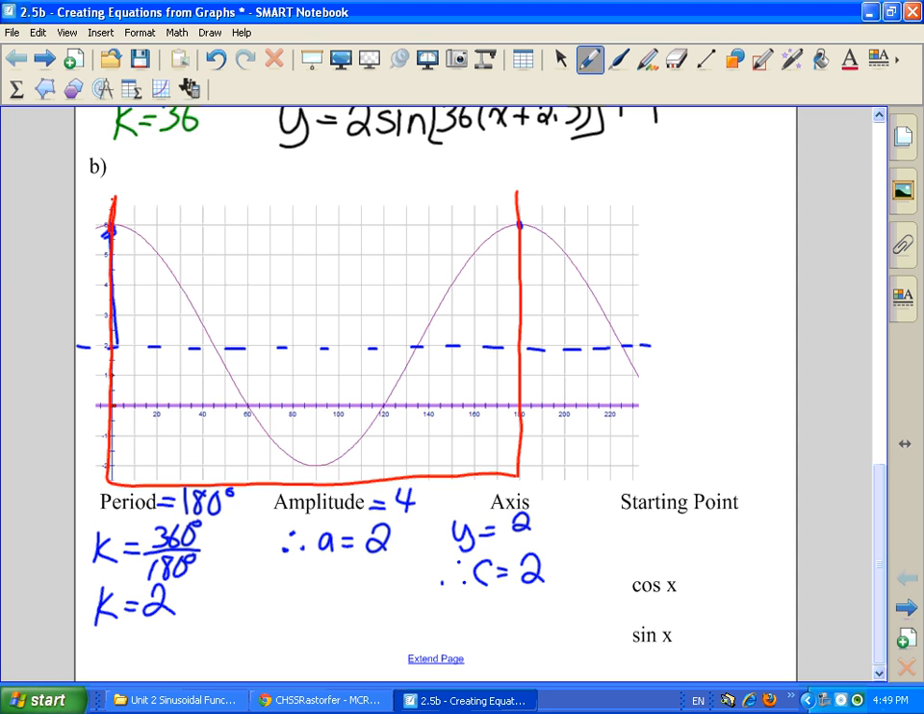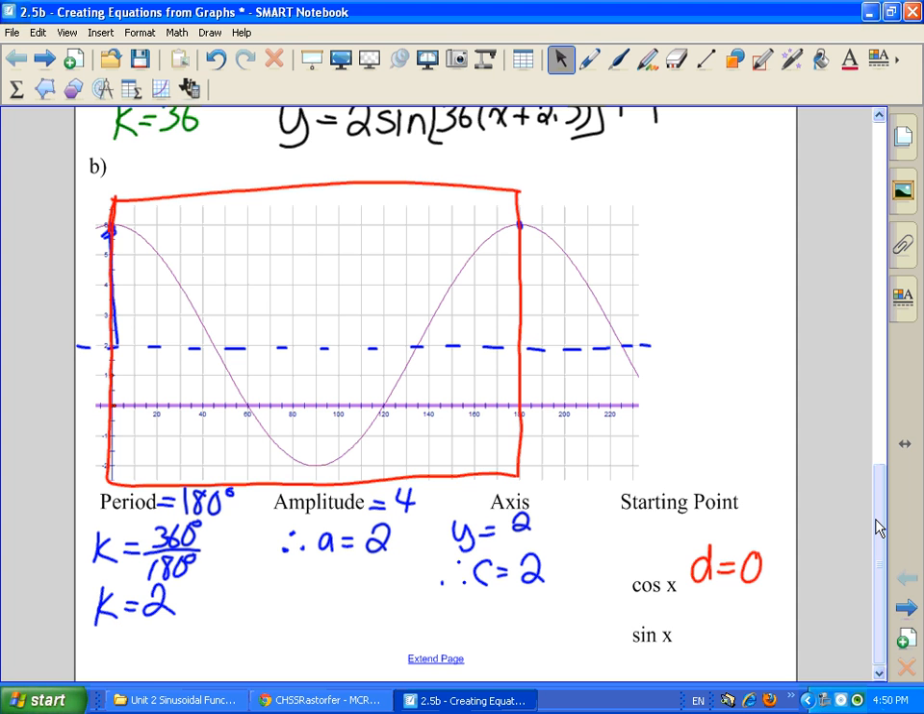If I'm looking at my cosine curve, what's my starting value? It's actually at 0. So d equals 0 for that. Okay. However, if I want to do my sine curve, you got to be careful with this one.